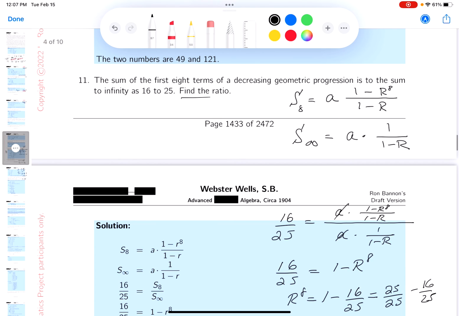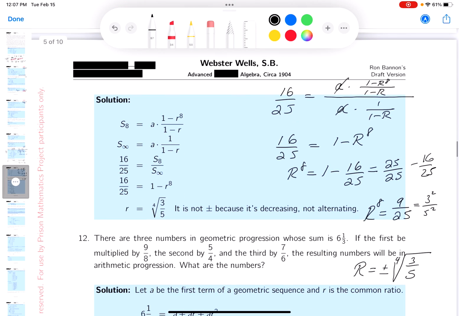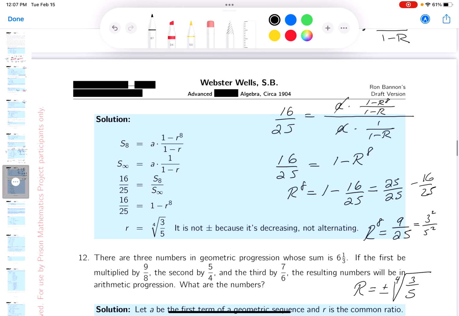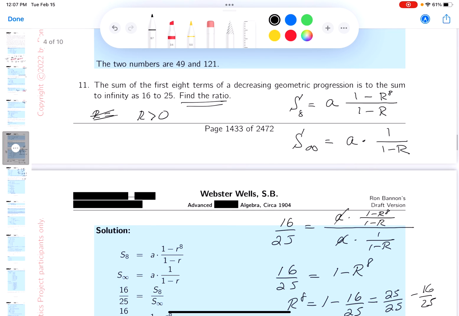Oh, find the ratio. So before I do anything, I want to point out, they say a decreasing geometric progression. So I want to point out if R is a positive number, and I'm seeing that over there. And R is also, I hope you realize, a fraction. It has to be for having an infinite sum. So the absolute value of R, regardless, is a fractional number.